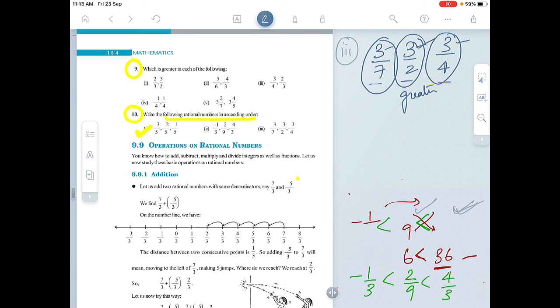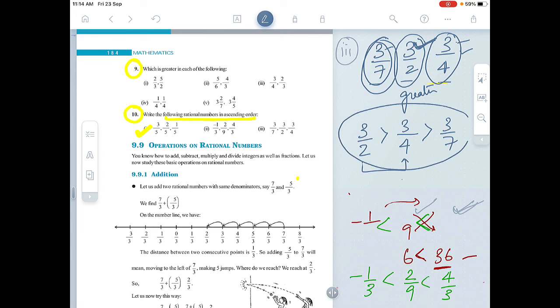So here the smallest denominator is for this 3 by 2. So this will be the greatest number. Then from this, the smaller one is 3 by 4. This will be smaller than this, and this will be the smallest one. So this is the proper descending order, or you can write it inversely. So you will get the proper ascending order. Okay, so it is not given in proper ascending order.